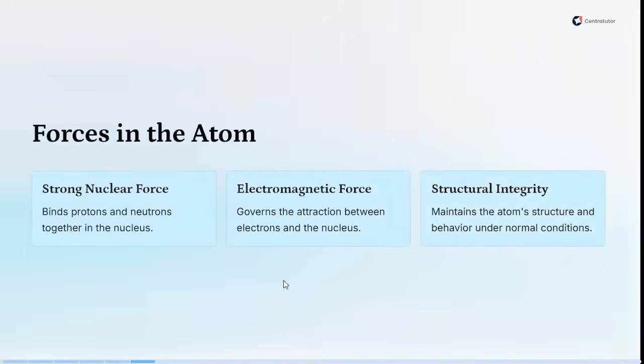We have three major forces in every atom. The first force I'll be mentioning is the strong nuclear force. This strong nuclear force is the force that tries to bind the protons and neutrons together inside the nucleus. We said that the protons and neutrons are in the nucleus of every atom. So there is a force that keeps these two particles in the nucleus of the atom, because normally we know that protons are positively charged, and electrons outside are negatively charged.